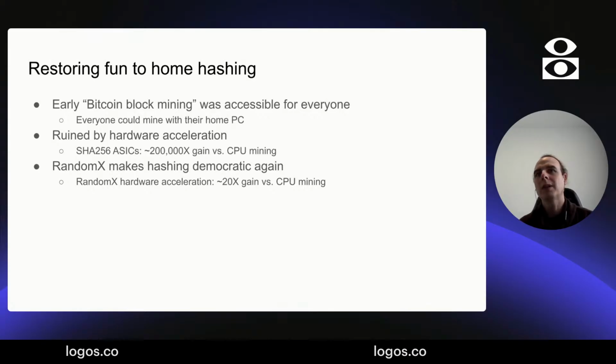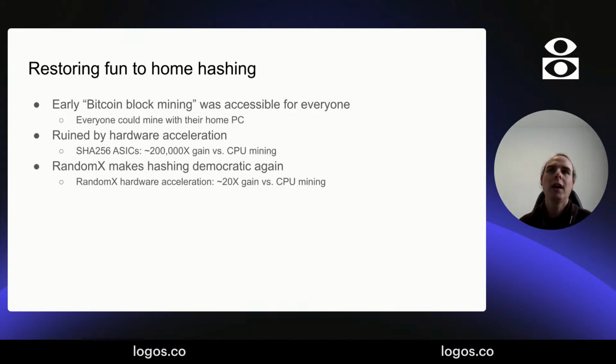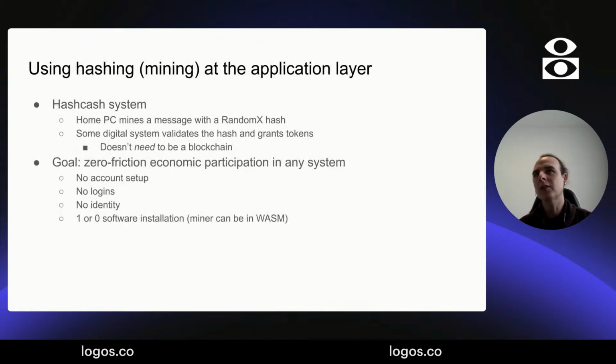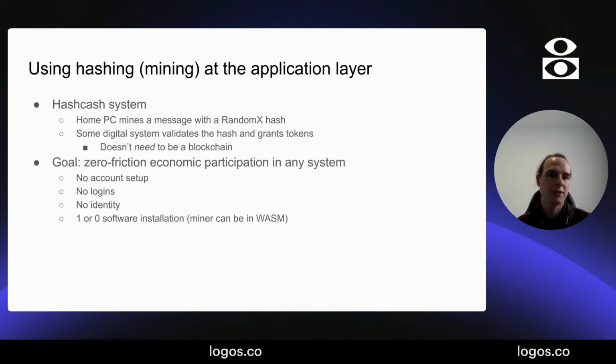But with recent developments like RandomX, which is Monero's hashing function, built to be a proper VDF, you can have this activity be democratic again. It's meaningful to participate in systems with hashing on your own computer at home. So the idea here is not to use proof of work to secure a blockchain, but to use it as a pure Hashcash system, right?